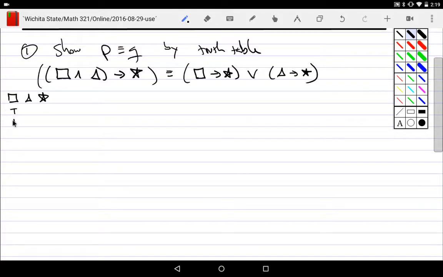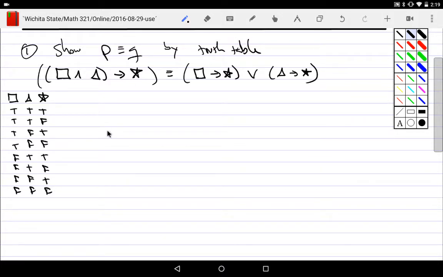And so they're true, true, true, true, false, false, false, false. So we have these eight possibilities. True, true, false, false, true, true, false, false. And then true, false, true, false, true, false, true, false. And then we're going to go through these.